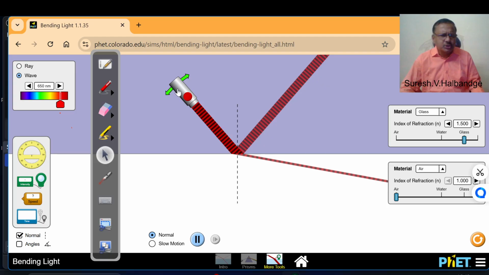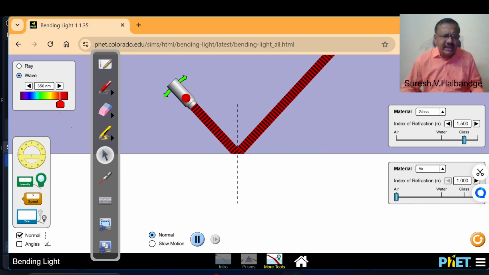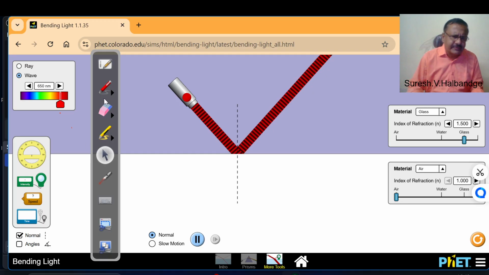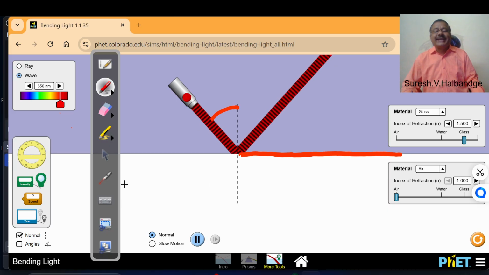the ray grazes on the surface. Now if I tilt it, this ray will graze along this surface. At a certain angle, the refracted ray will graze along the surface, and that angle of incidence is called the critical angle.